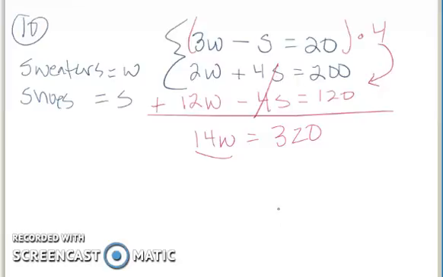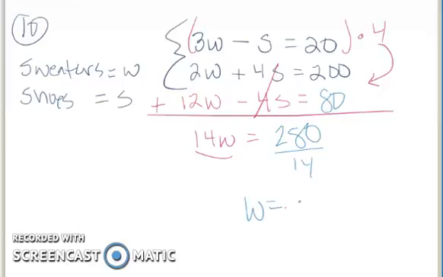Okay, whoops, sorry, I made a mistake. Let's go back and fix that. This should be 80, right? 4 times 20 is 80. I had 3 in my mind for some reason, so this is 80. My bad. So that makes 280. Divide by 14, that makes it a lot easier.